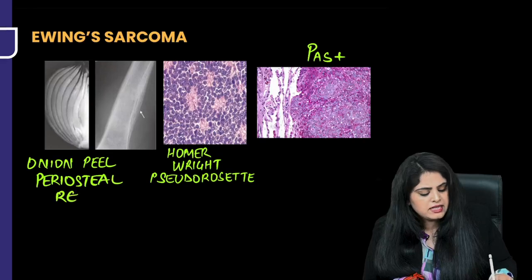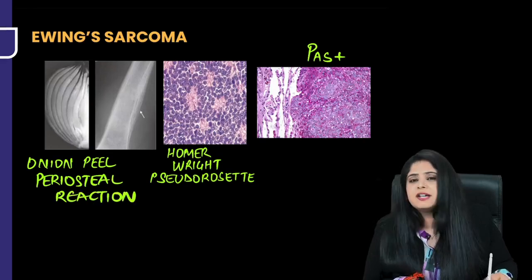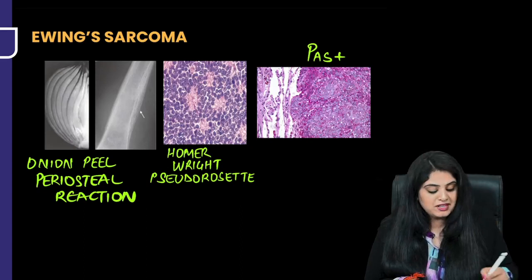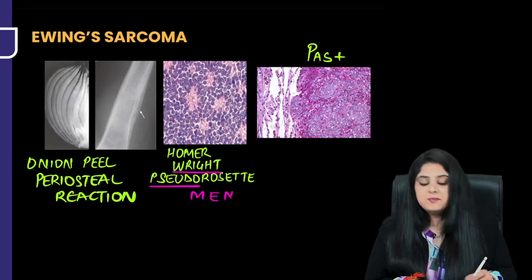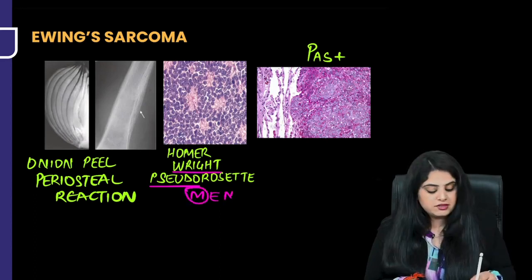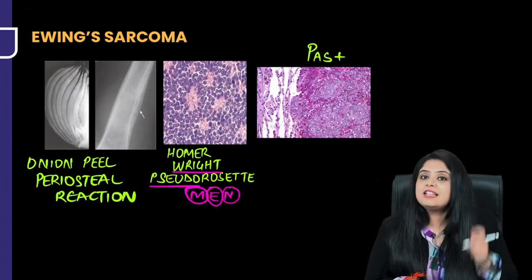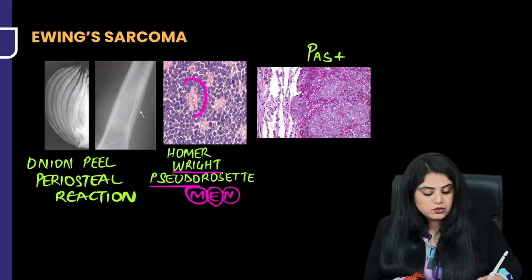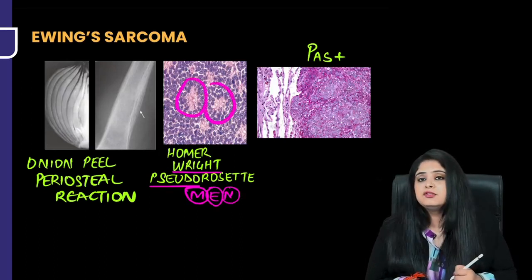Next, so many times I have told you that it shows you Homer Wright pseudorosettes. I am also bored of telling you. I've told you so many times, either men are right or men are fake, isn't it? So M was for what? Medulloblastoma. N for neuroblastoma. Finally, we finished the E, that is Ewing sarcoma. This also shows you the Homer Wright pseudorosettes.